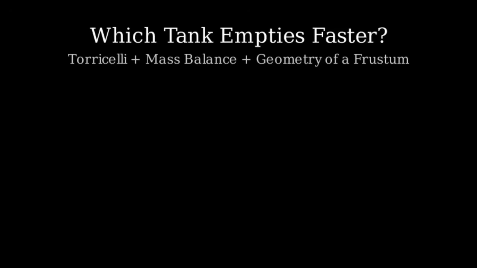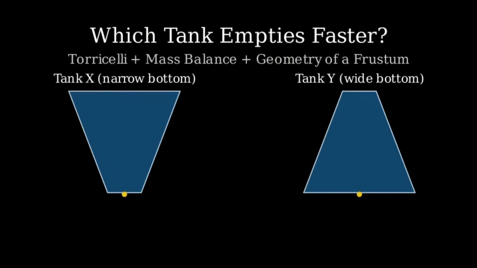We will decide which one empties first, and prove it with math. Here is the visual setup. On the left, tank X has a small bottom and a large top. On the right, tank Y has a large bottom and a small top. Both tanks have the same small outlet at the very bottom.